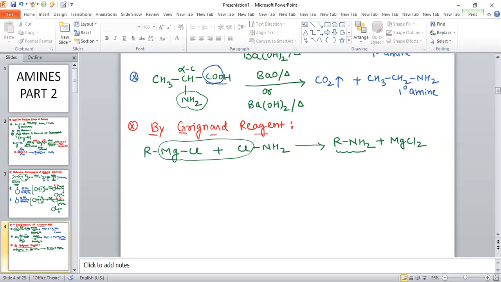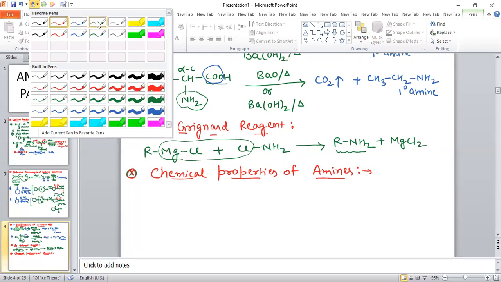So now we are going to discuss the chemical properties of amines. See, what are basically the chemical properties of amines? You can easily identify.